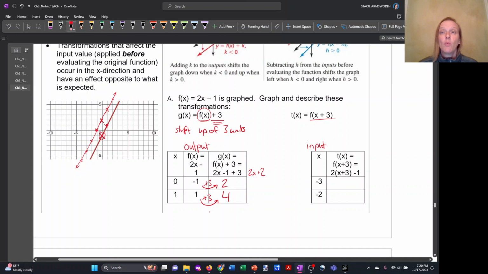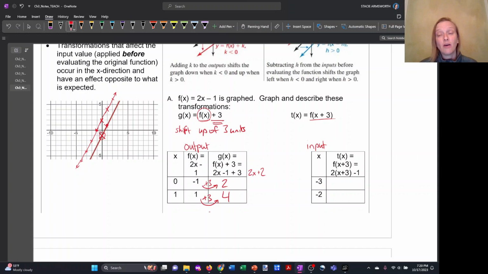Let's look at what happens when we change the input value. We change the input value before we even evaluate the function. Here you can see I'm using different x values. I chose these x values carefully and you'll see why in a moment. So what we're doing here is f of x plus 3. So we're going to do 2 times x plus 3 and then subtract 1.